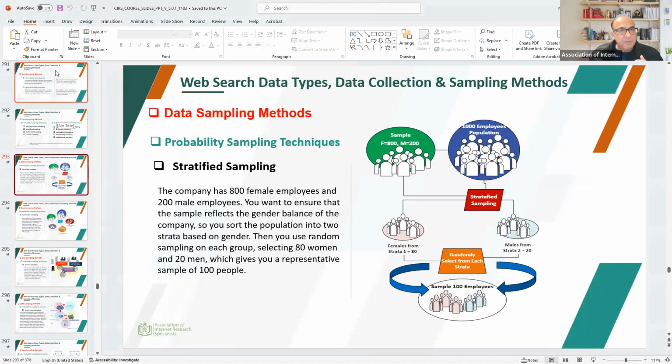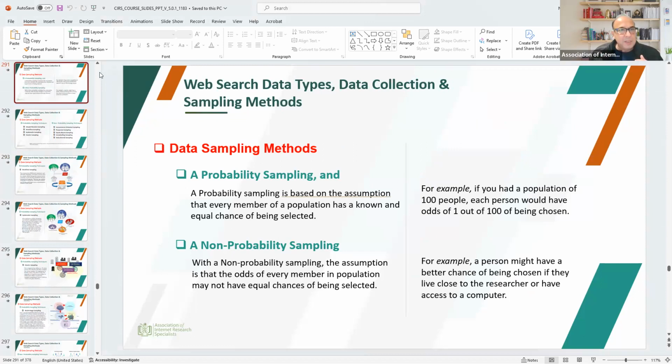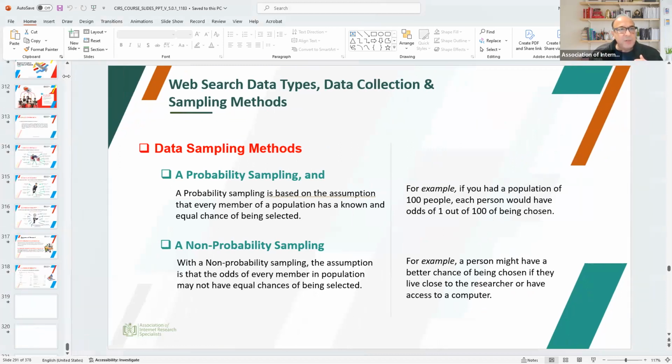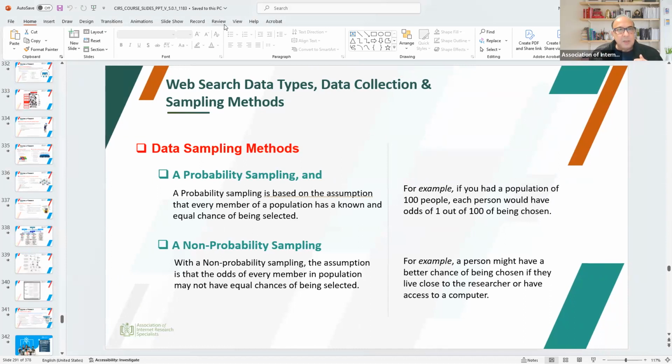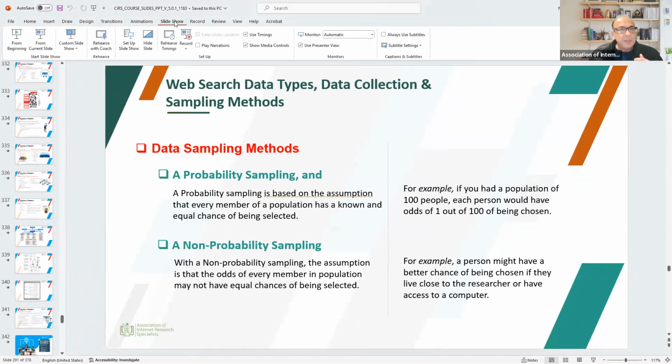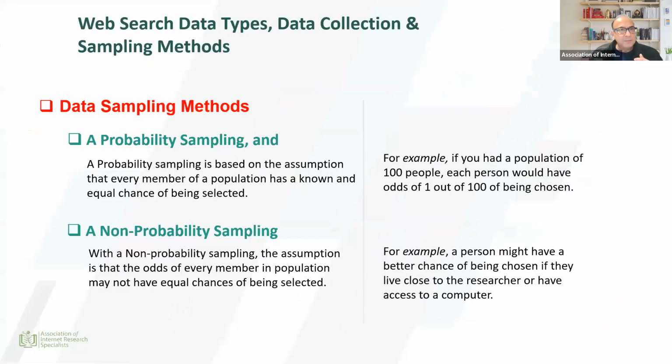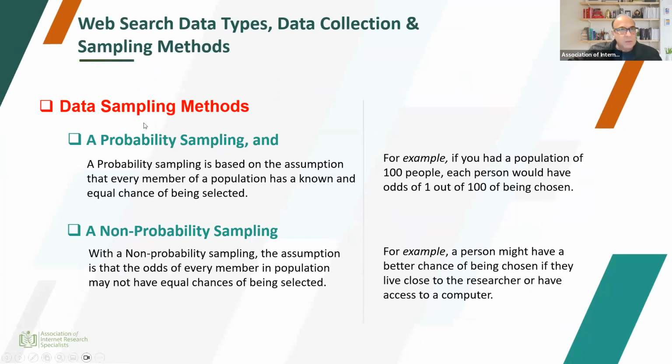So if I start with this slide right here, it is telling you there are two ways in which we do sampling. Let me run this slide. So there is probability sampling and there is non-probability sampling. Probability by definition means that every member of the population has a known and equal chance of being selected. That means it becomes an automated process in a sense.